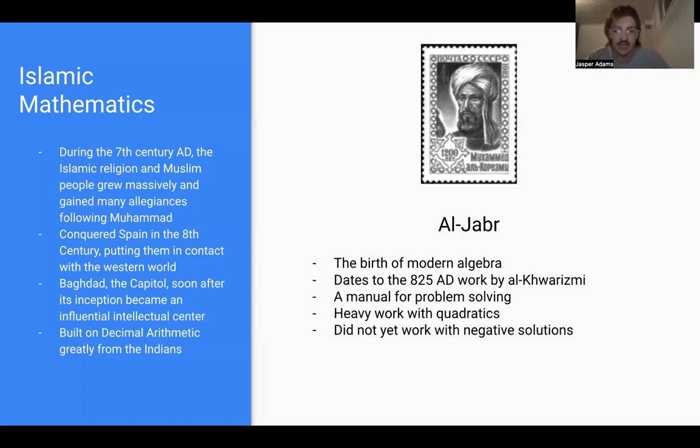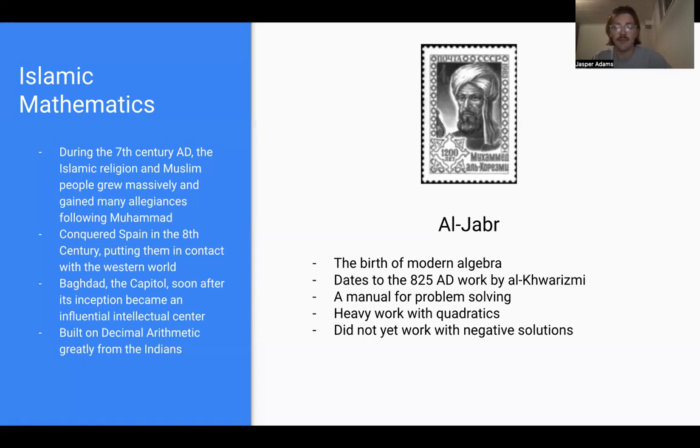We've even seen with the Indians as well. And then we have algebra. The birth of our modern algebra dates to an 825 work by Al-Khwarizmi. And it was basically just a manual for problem solving. A lot of works with quadratics and more theoretical things than just problem solving, instead of mathematics for trade or for government work, but understanding what is true about these things and how they work.